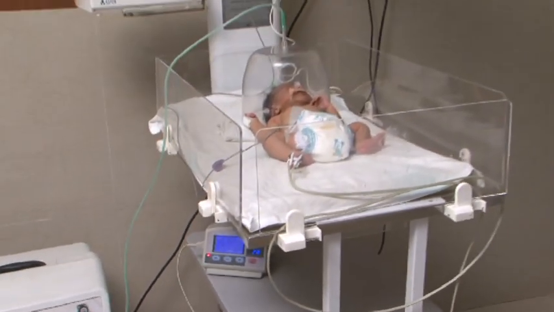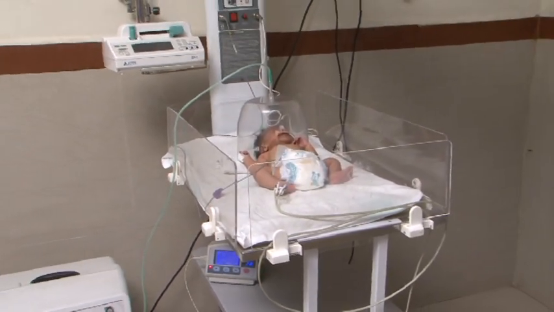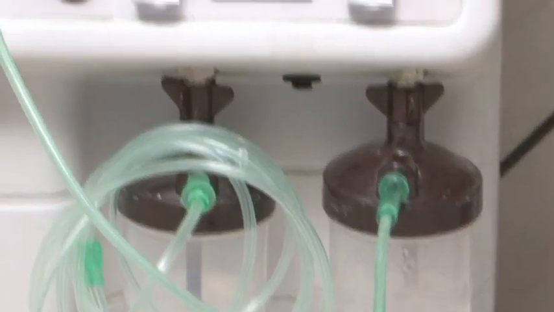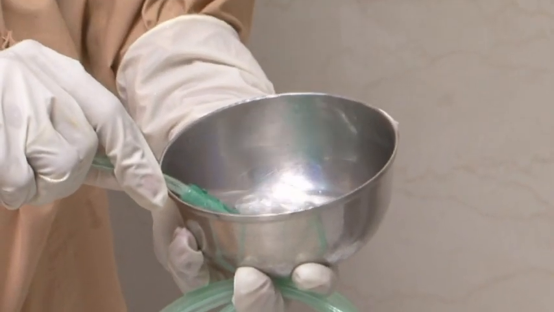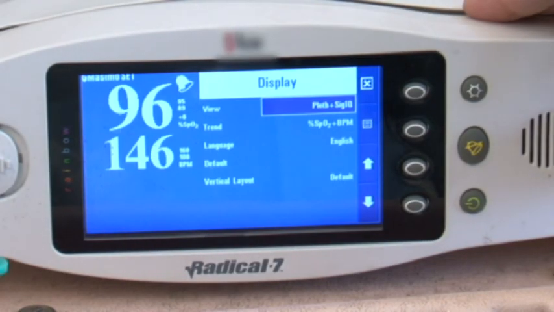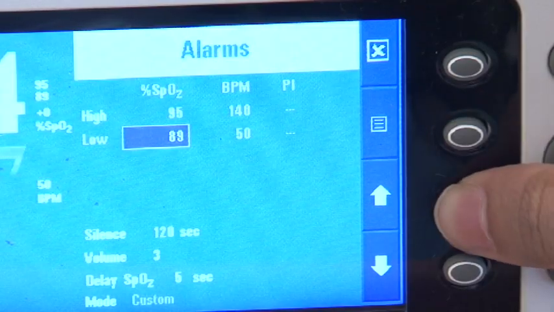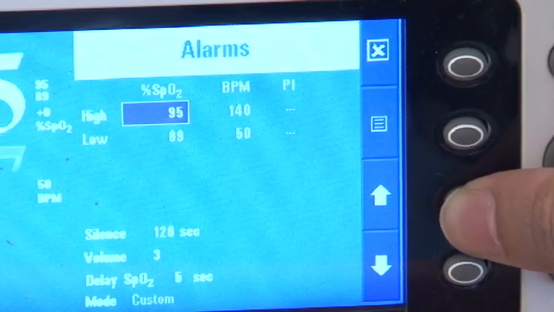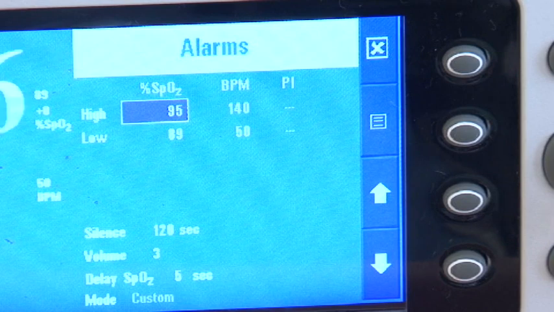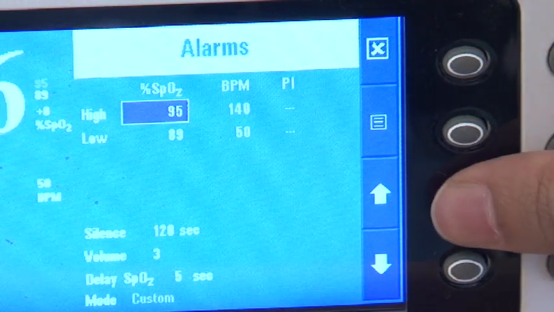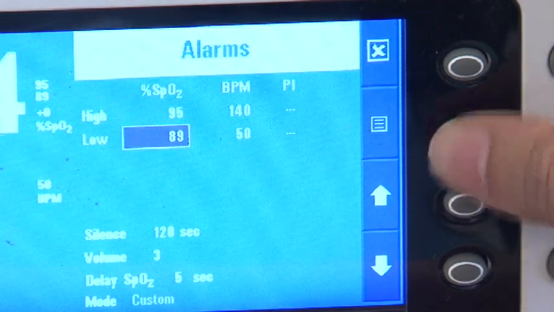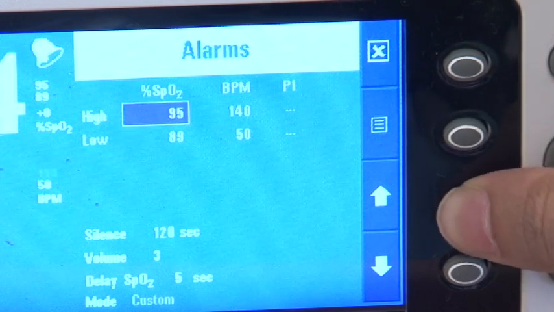Deliver oxygen through the oxygen hood. Ensure that there are no air leaks. If pulse oximeter is available, monitor SpO2 and maintain saturation between 90 to 94. Alarm limits set at 89 and 95.